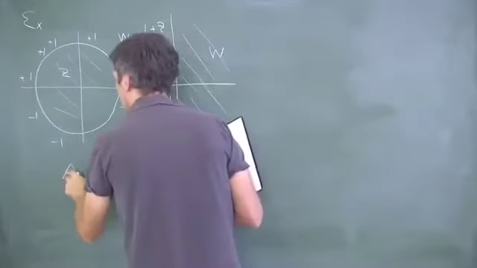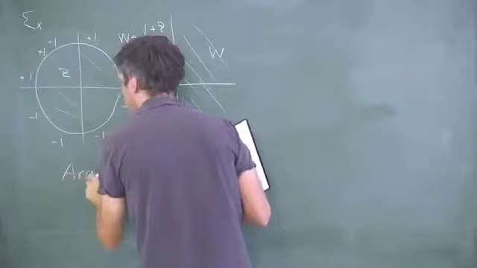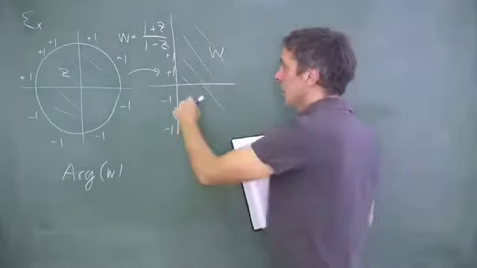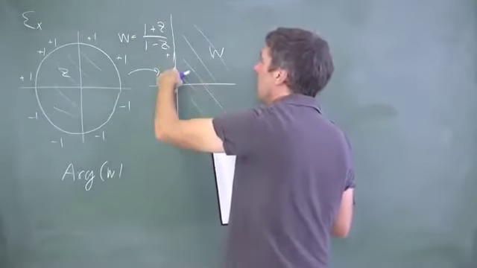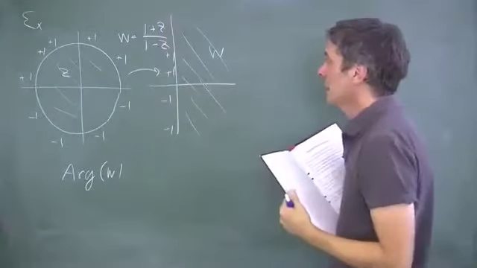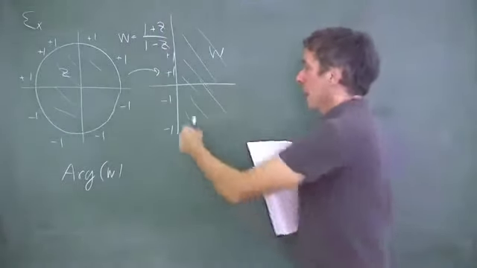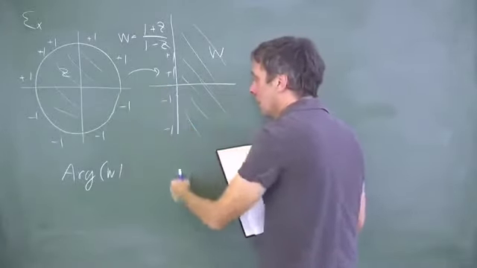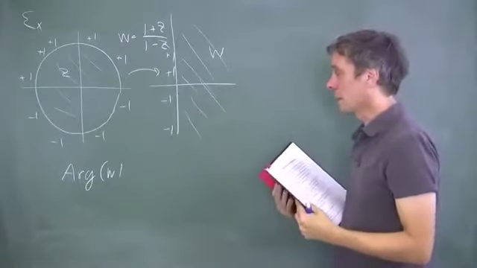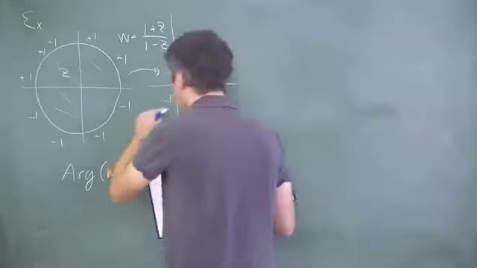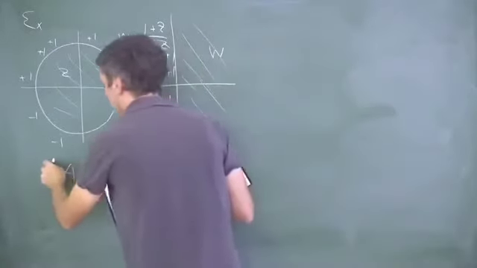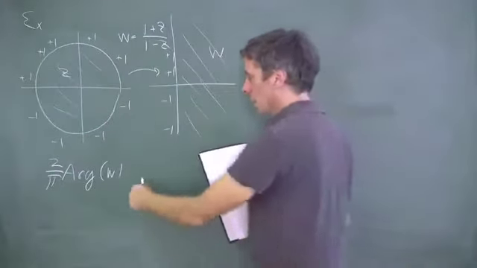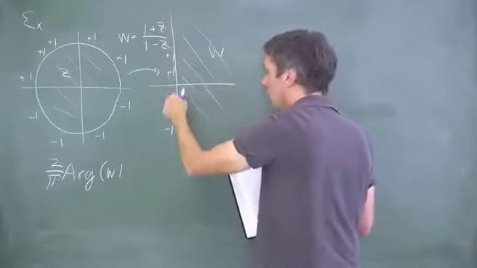Consider the argument, the principal branch of the argument function. We know that the argument of any number on the upper half of the imaginary axis is pi half, and then the principal argument of any number on the lower part of the imaginary axis is minus pi half. So if we just multiply this function by 2 over pi, then we have a function which takes the right boundary values here.